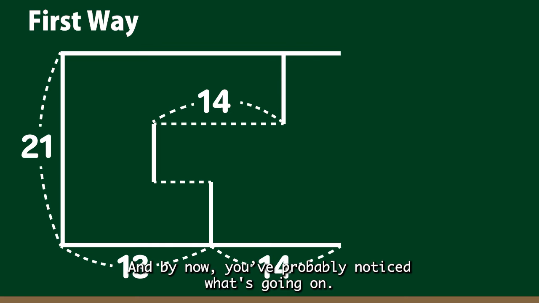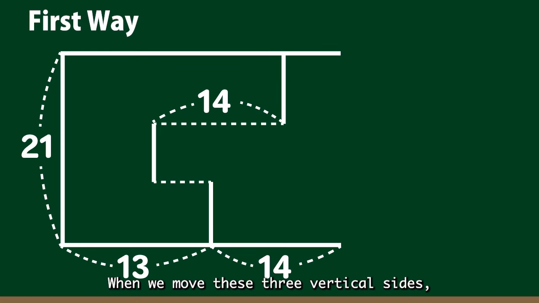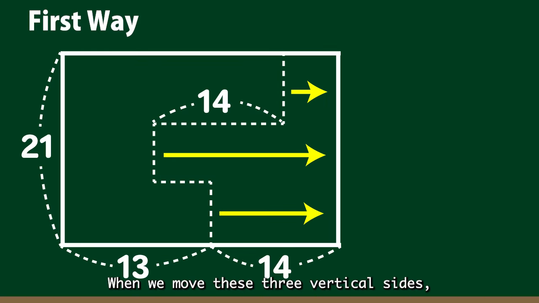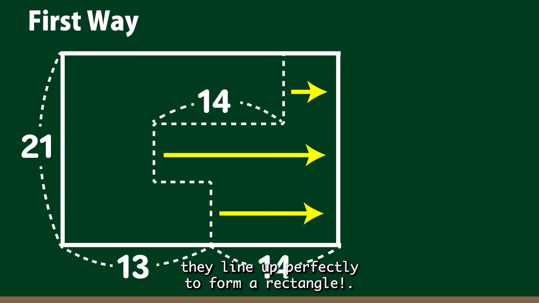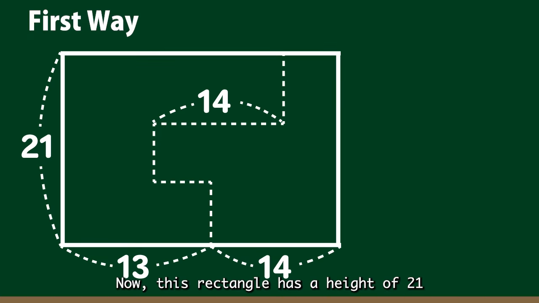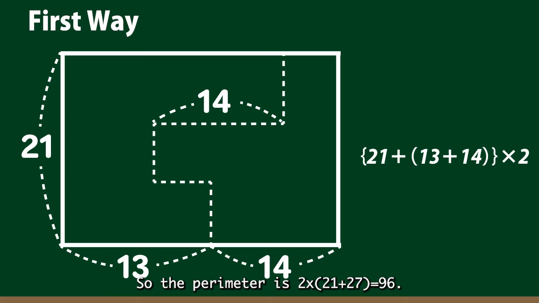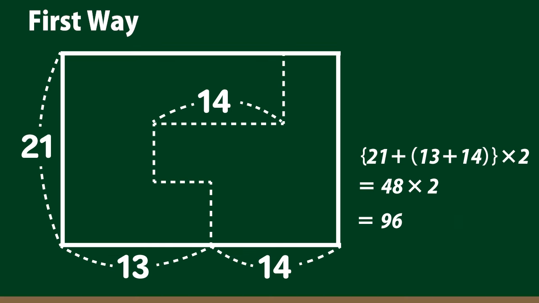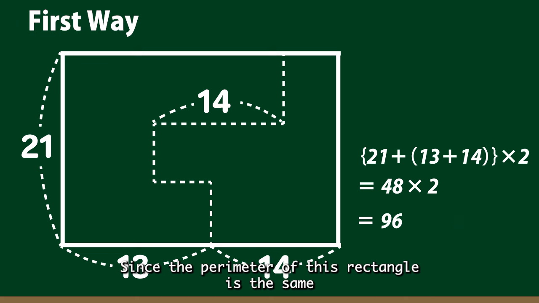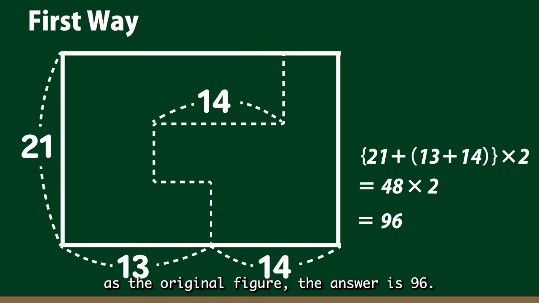And by now, you've probably noticed what's going on. When we move these three vertical sides, they line up perfectly to form a rectangle. Now, this rectangle has a height of 21 and a width of 13 plus 14, which makes 27. So the perimeter is 2 times (21 plus 27), which is equal to 96. Since the perimeter of this rectangle is the same as the original figure, the answer is 96.